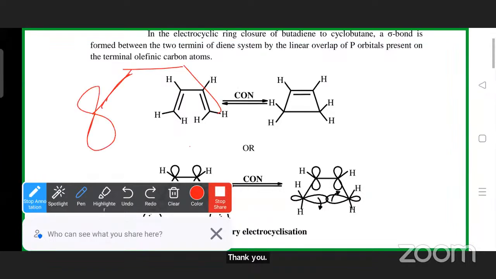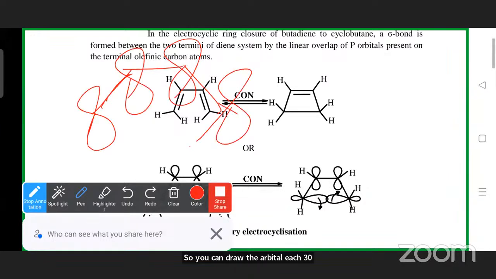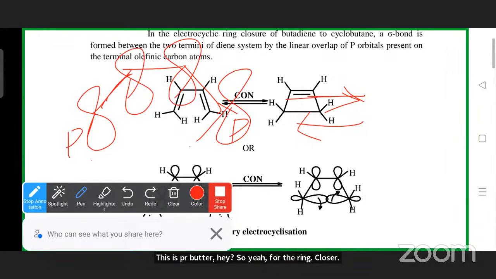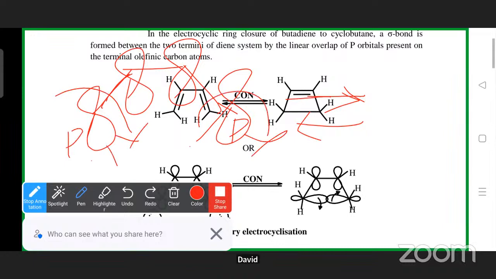So you can draw the orbital picture here for easy understanding. Now, for facilitating the bonding, you have to rotate this p orbital. This is a p orbital, and this is also a p orbital. So for the ring closure, you rotate this orbital either in the clockwise direction or the anti-clockwise direction.